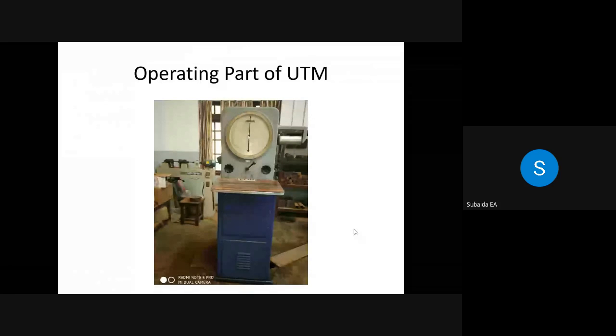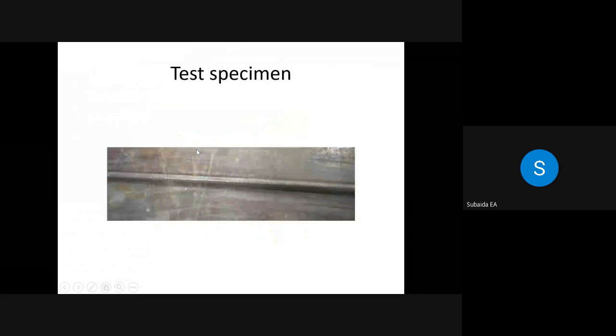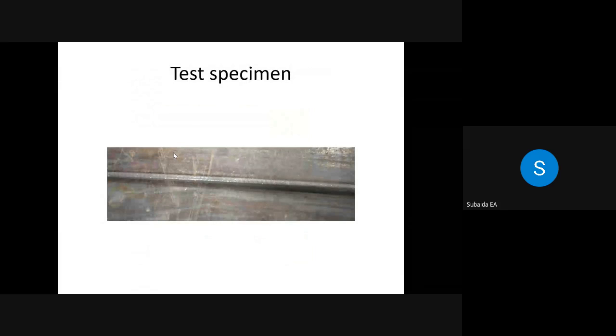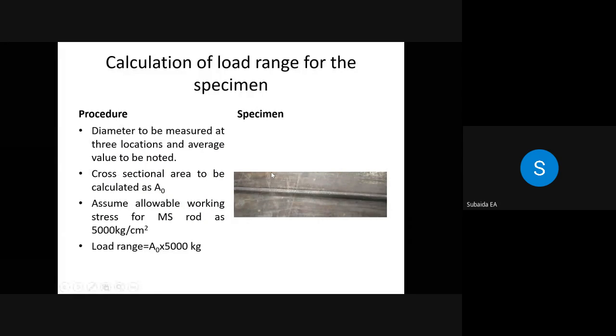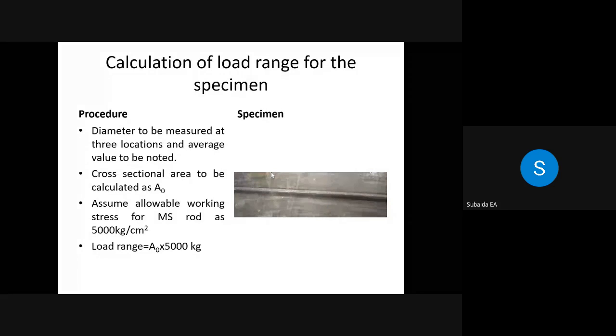Here it shows the loading panel more clearly. This is the test specimen that we are using, a circular mild steel specimen. The procedure is, first of all, to measure the diameter of the specimen at three different points and take the average value. The specimen diameter is taken with the help of a vernier calipers. For a specimen of considerable diameter; otherwise we can use a screw gauge. Usually we measure it using a vernier calipers.